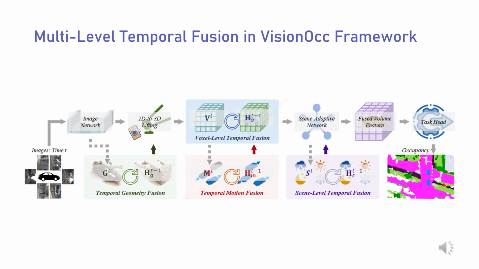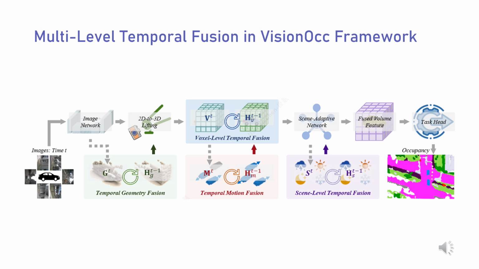So, how does GDFusion fit into the VisionOcc pipeline? Let me walk you through the practical implementation, highlighting where each temporal fusion step takes place. For voxel-level fusion, we optimize this step for efficiency. Instead of storing bulky multi-frame data, we use a single-frame RNN hidden state, slashing memory use while maintaining robust temporal integration. Geometry fusion happens before the 2D to 3D lifting stage.